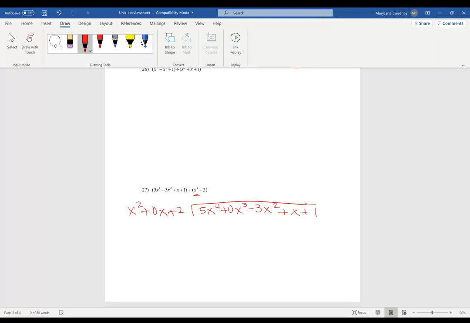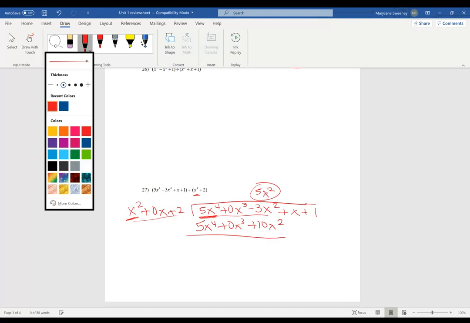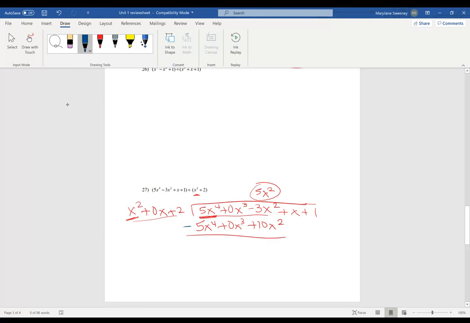Okay, so then I say, okay, 3 terms are going to go into 3 terms. What do I put up here? What times x squared is going to give me 5x to the 4th? So the first here times the first here has got to give me the first here. So that'll be a 5x squared. So this is 5x to the 4th plus 0x cubed plus 10x squared. And then we subtract going down. So this is minus, minus, minus.